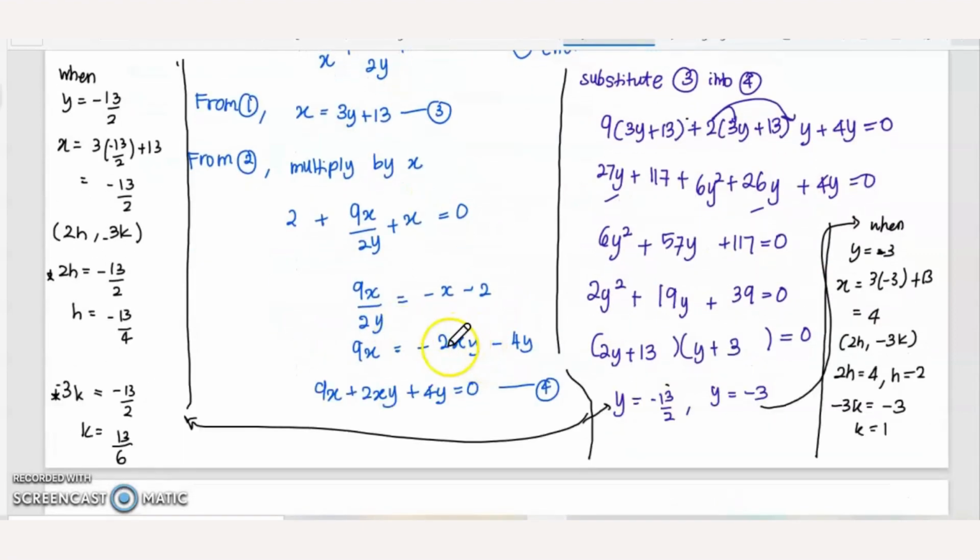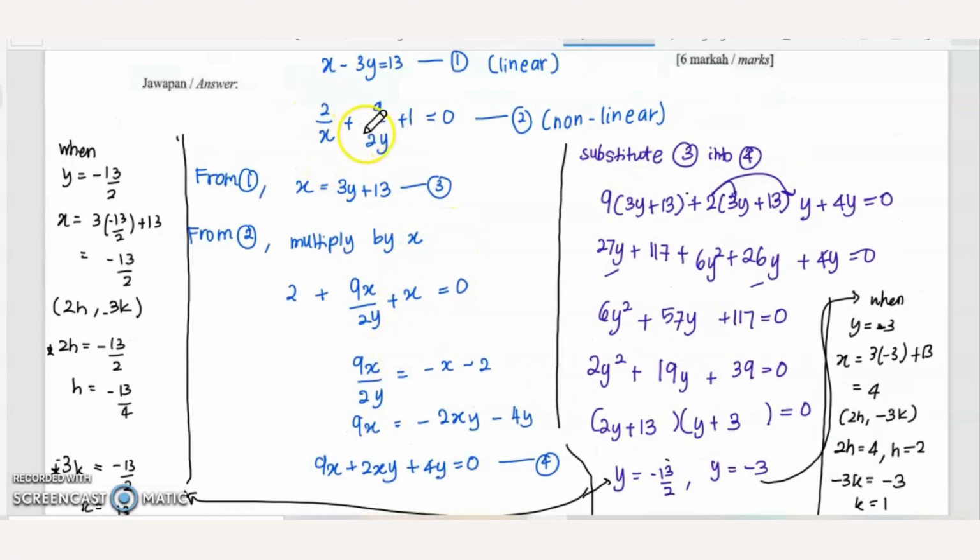So I tukar dia, darab dengan x. I multiply by x and then susun balik, and I get 9x plus 2xy plus 4y equal to 0. I assign this as the fourth equation. And then I substitute 3 into the fourth equation, so masukkan x equal to 3y plus 13 ke dalam equation 4.